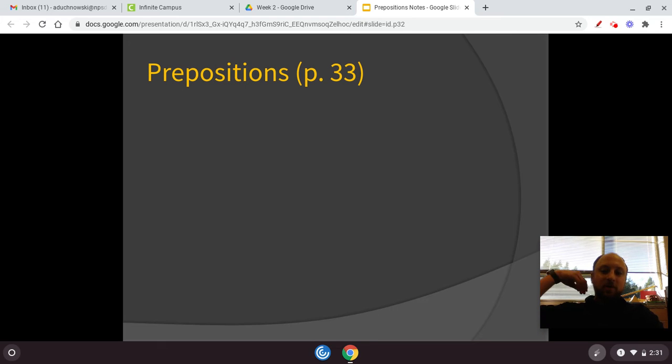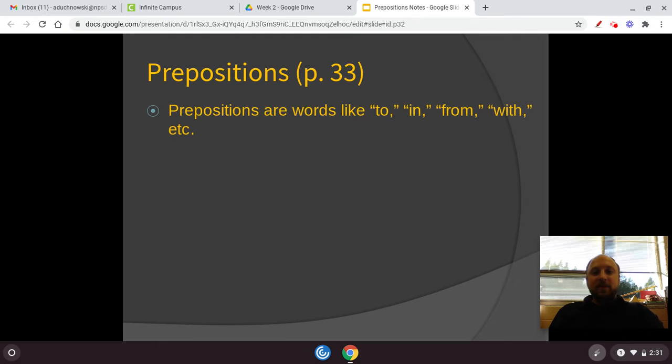What's up, people? Just a quick overview of our second language topic in stage 13, which is prepositions. Let's start with this in English. Prepositions are words like to, in, from, with. I went to Catholic school, so I can name them all.